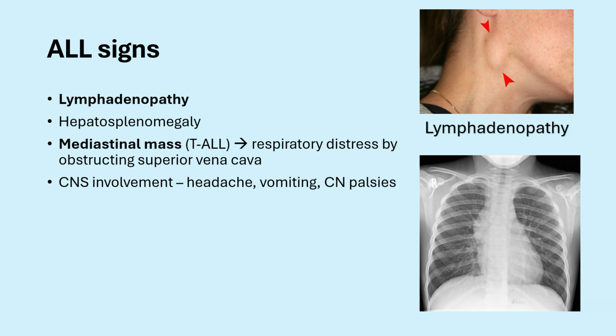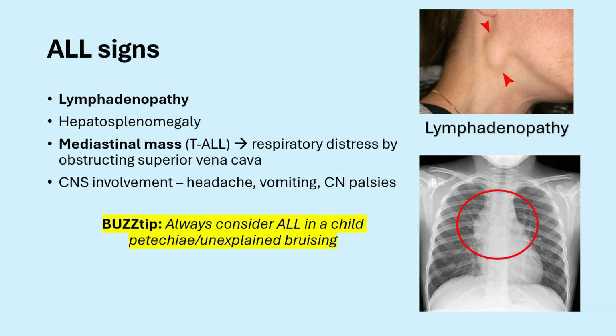The involvement of the central nervous system is a common feature of acute lymphoblastic leukemia. Hence, patients can present with headache, seizures, vomiting, and cranial nerve palsies. A buzz tip to remember is to always consider ALL in a child with petechiae or unexplained bruising.